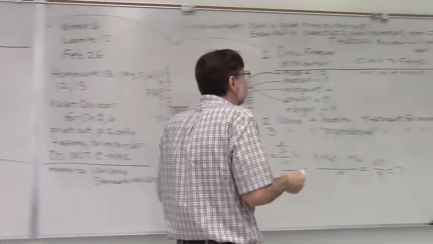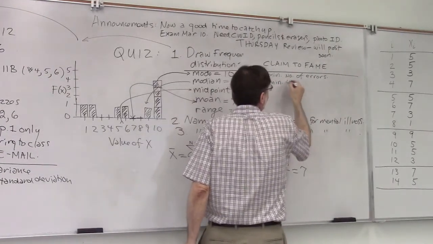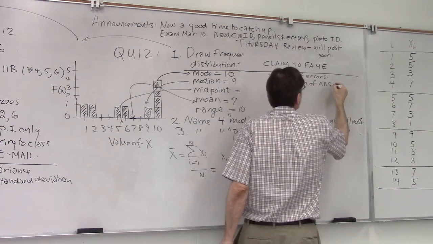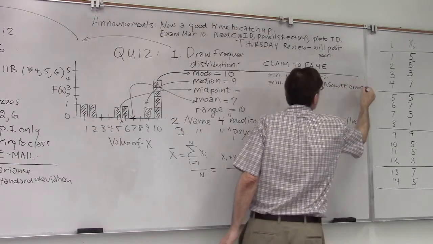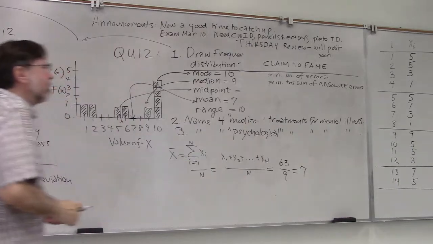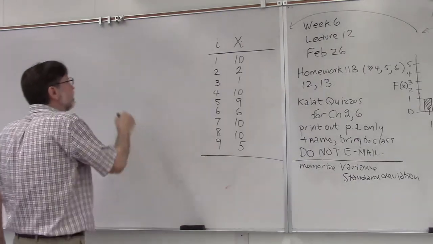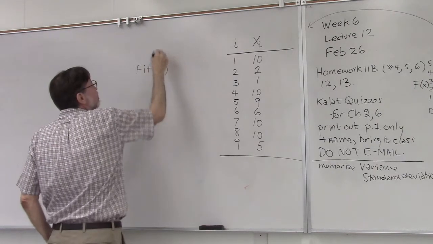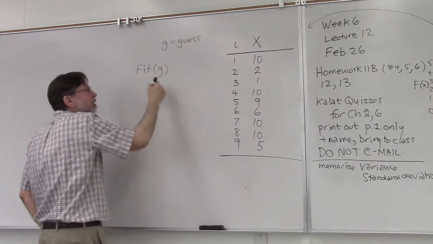The median minimizes the sum of the absolute errors. So let's say you were going to make a guess and then ask how well does that guess fit these numbers. And here's our notion of fit. We're going to say the fit is a function of your guess, G. So G is your guess. We want to make a guess, and here's our measure of fit.